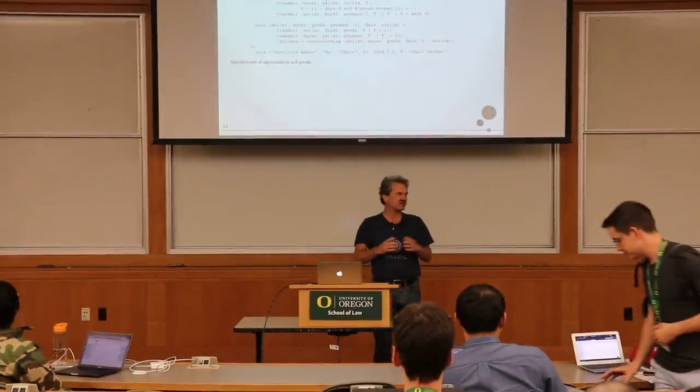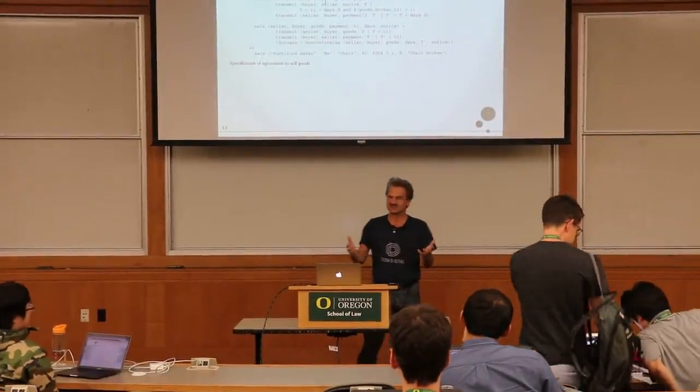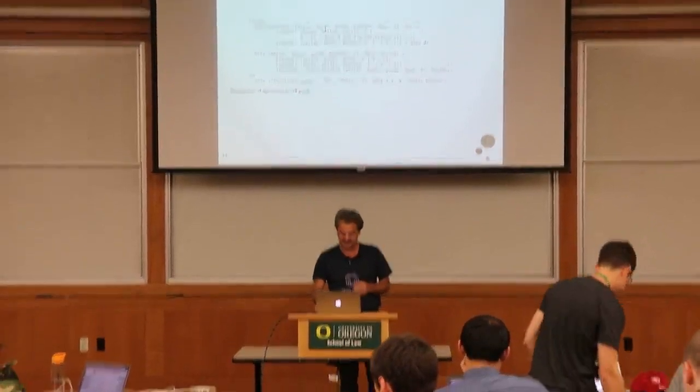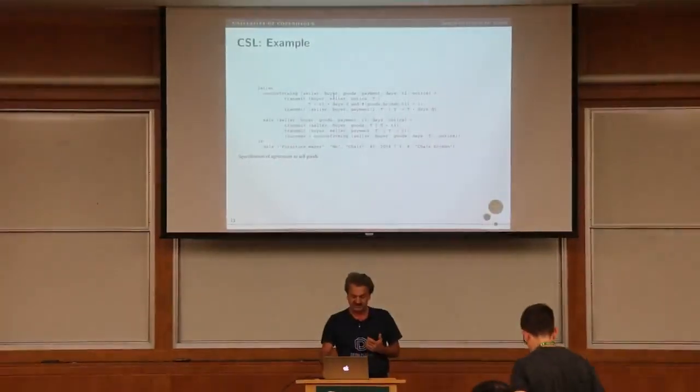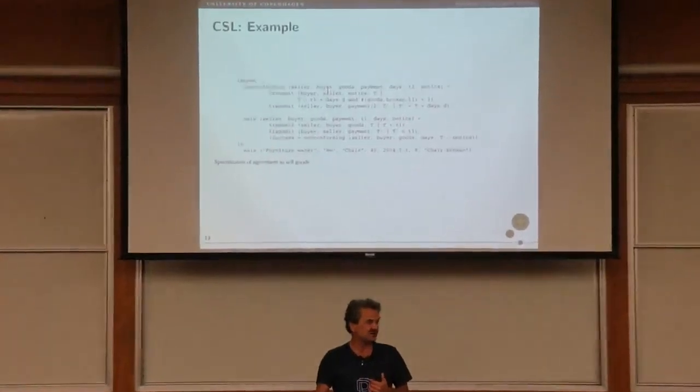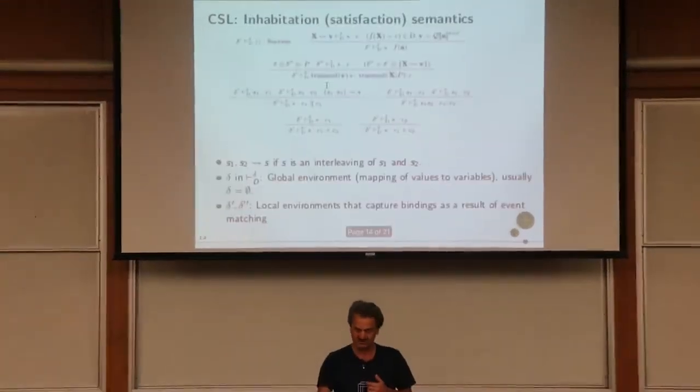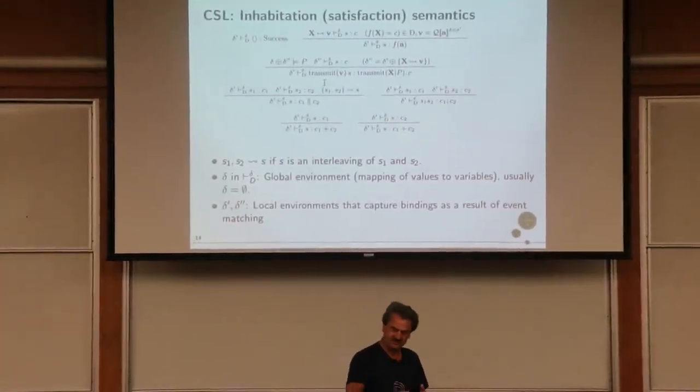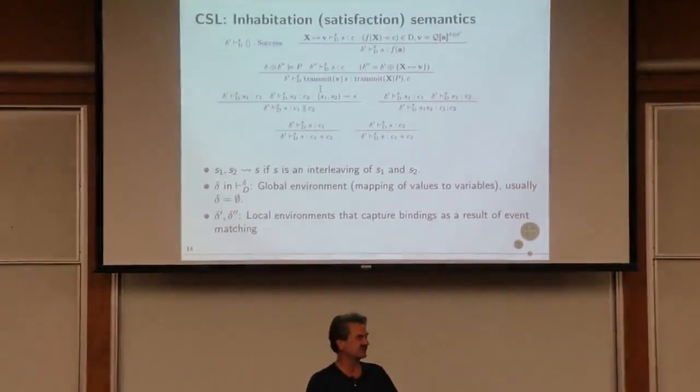So we ended up looking at a CSL example, an example of a contract specification. The language is very simple, as you saw, and it's intended to be compositional. So let's look at what that means. This is the complete inhabitation semantics.